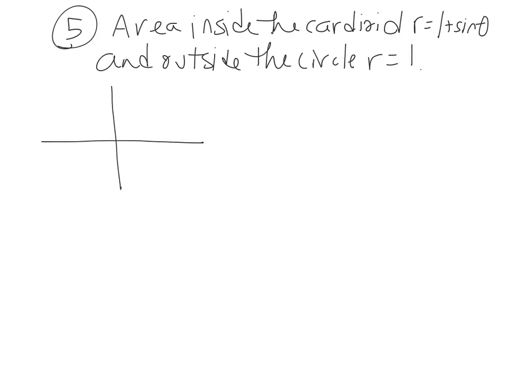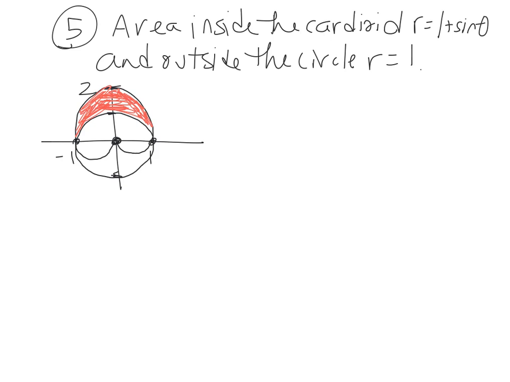So, graphing these, I've got a cardioid 1 plus sine theta. So that means it's going to intersect the x-axis at 1 and at -1. It's going to go up to 2 on the y-axis, and it's like an upside down little heart shape-ish. Then the circle has a radius of 1 centered at the origin, so it goes up 1, down 1, left 1, and right 1. So I want the area of the region that's inside the cardioid but outside the circle. So that's going to be this little crescent shape that we see up here at the top.